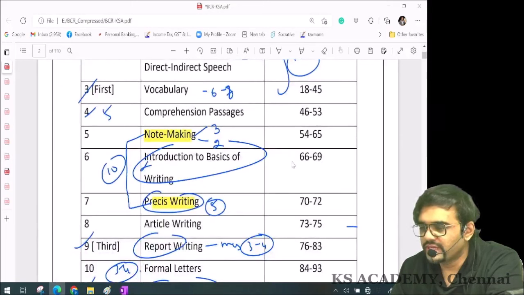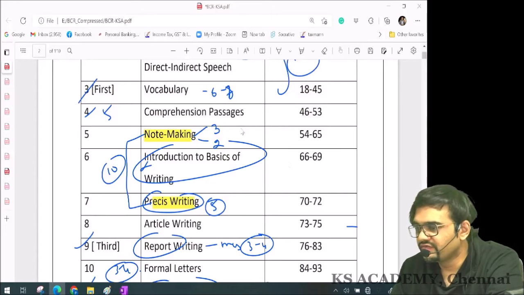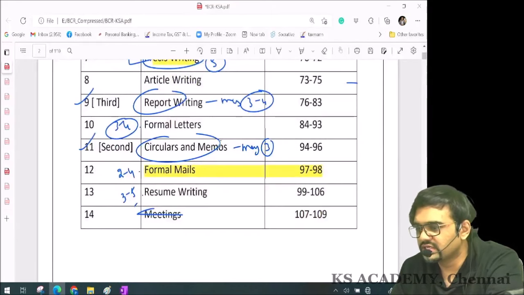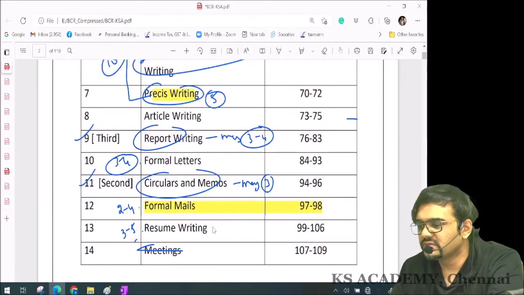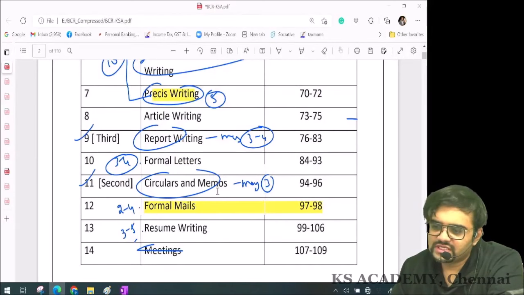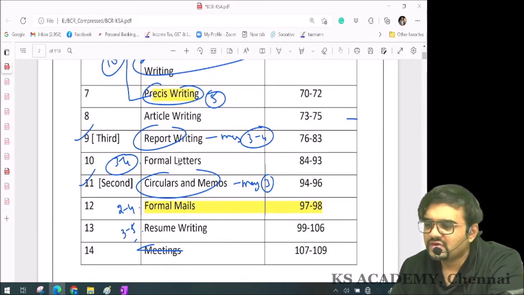One is note making, 3 plus 2 marks there. Then Precis writing, 5 marks. We'll finish this and then we'll come to the other areas. We'll only have resume writing, formal letters and meetings. Formal mails are done. Resume writing, formal letters.